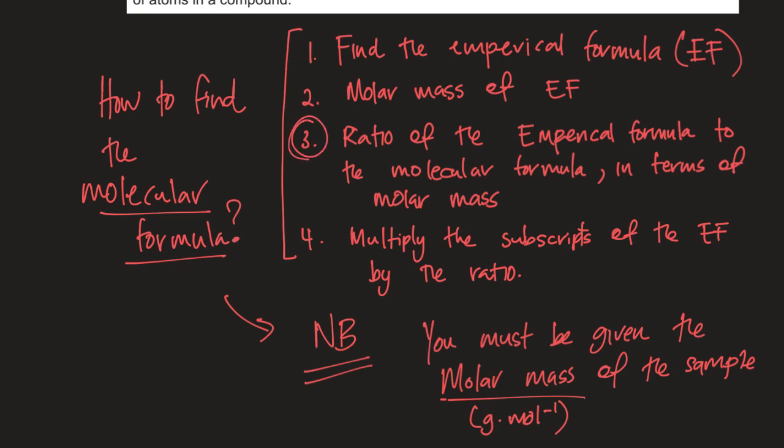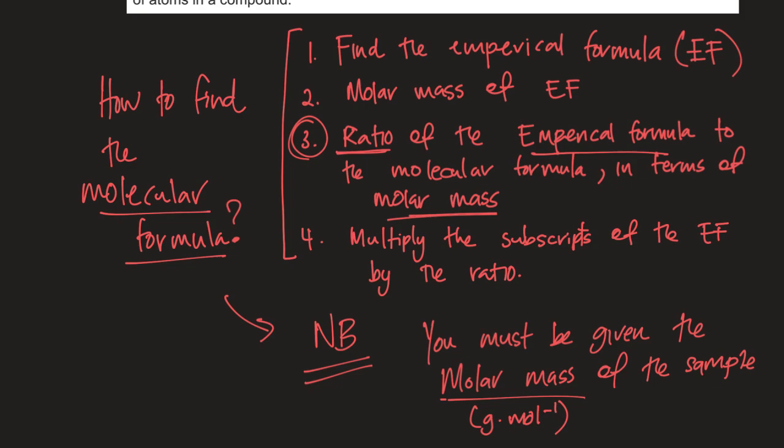Because if I look at step 3 here, I need to find a ratio. In order to find a ratio, I need two numbers. It's easy to find the empirical formula because we're going to be given percentages or grams. We need the molar mass of the sample that we're working with. If you don't get the molar mass, you will not be able to work out the molecular formula.